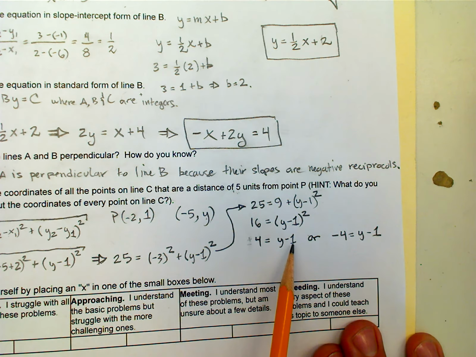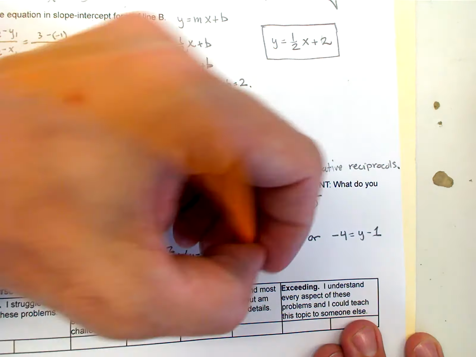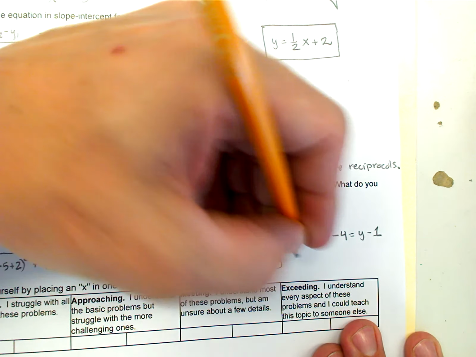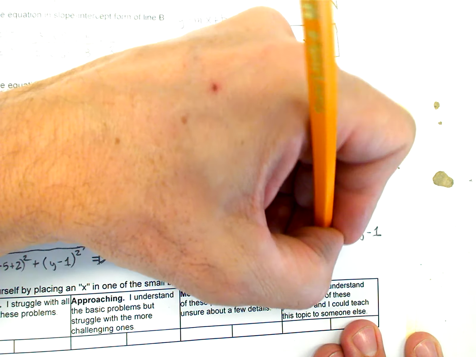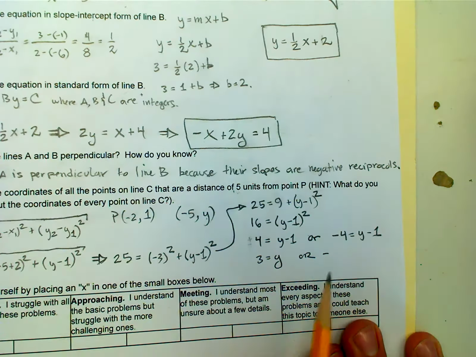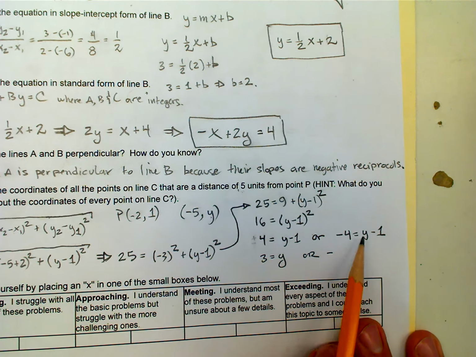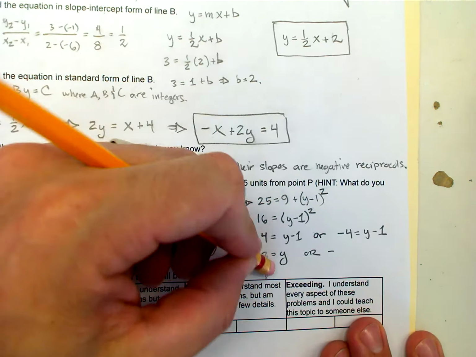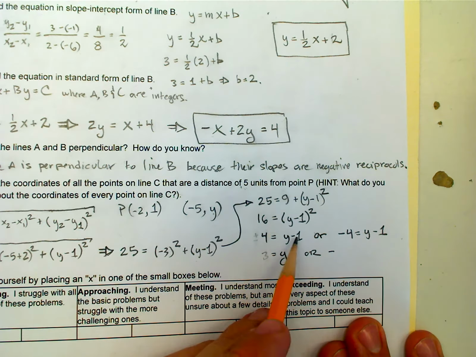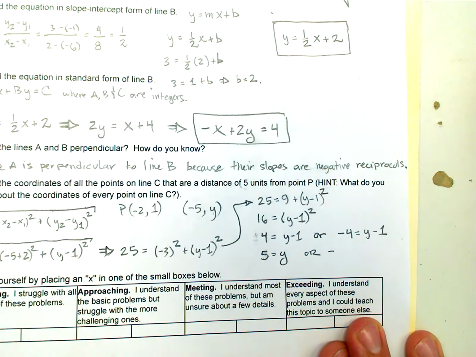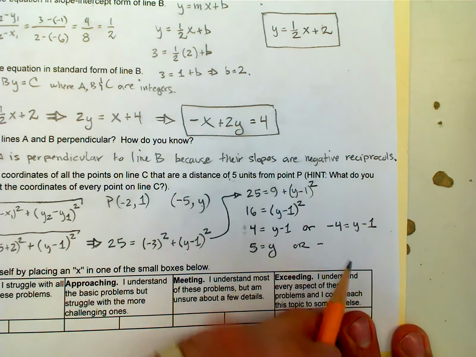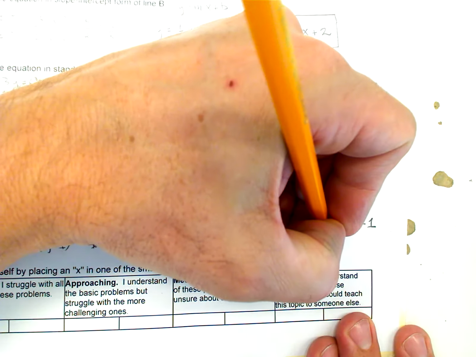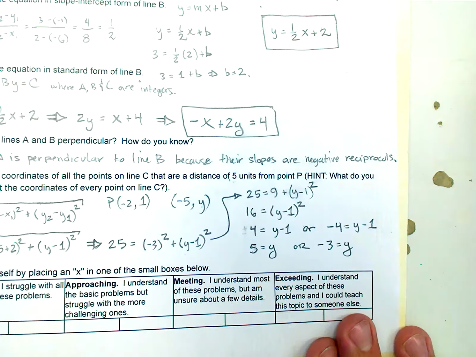Now, all I have to do is add 1 to both sides. 3 is equal to y, or negative 4 plus 1, that's a negative 3. I made a mistake right here. It's add 1 to both sides. 4 plus 1, there we go, that's 5. And if I add 1 to both sides of this, I get negative 3 equals y.